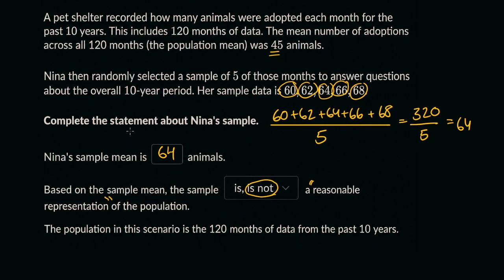And just to be clear, what I said earlier is if you already know the population data, it's often unusual to then take a sample. Usually you're trying to take a sample to estimate what's going on in a population when you don't have all of the population data. But sometimes you might want to do a sample. Maybe it's easier to calculate certain things, et cetera. Maybe that's what Nina's trying to do here.